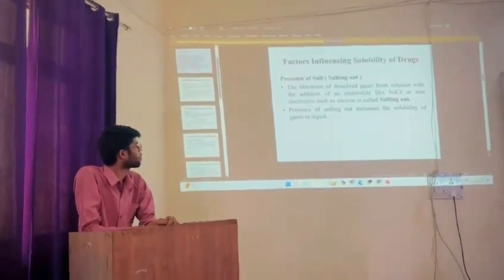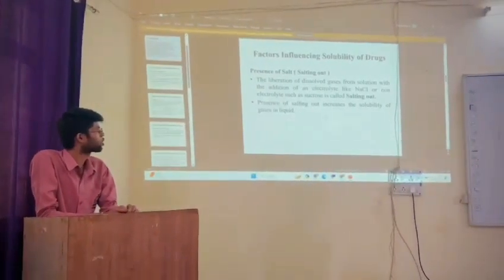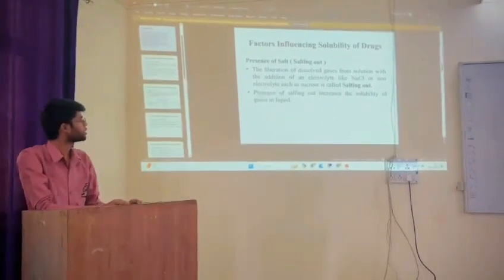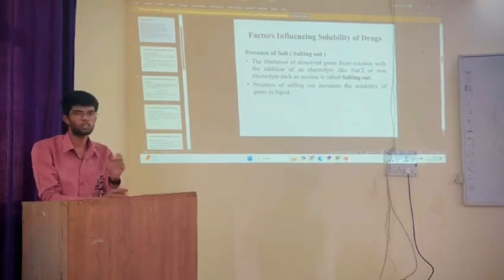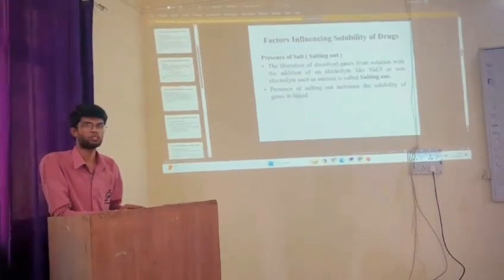Next, presence of salt. The liberation of dissolved gases from solution with the addition of an electrolyte like NaCl or a non-electrolyte such as sucrose is called salting out. As salting out increases, the solubility of the gas decreases. In the absence of salt, the solubility does not change.